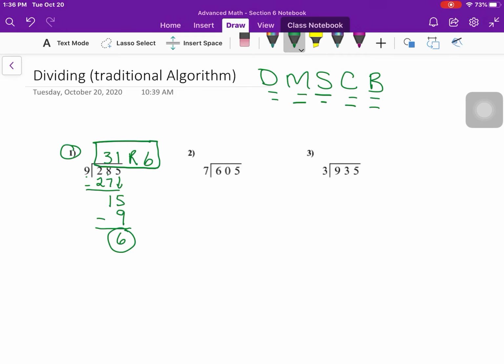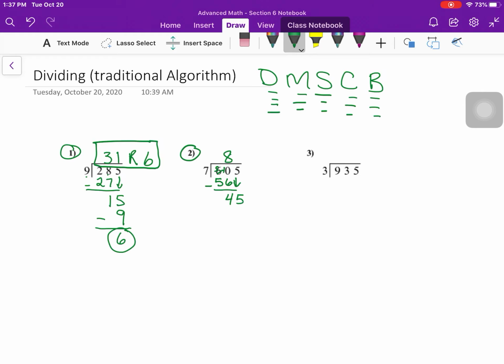Let's try one more together, and then you'll try one on your own. In the next problem, I start with my divide, and I ask myself, how many times can 7 go into 60? And I think I can go in there 8 times. Then I multiply. 8 times 7 is 56. Then I go to my subtract. And when I take 60 minus 56, I end up with 4. I check to make sure my 4 is smaller than 7, which it is. Then I bring down my 5, and I repeat the process.